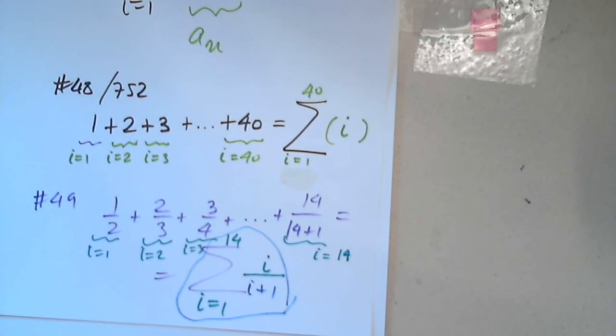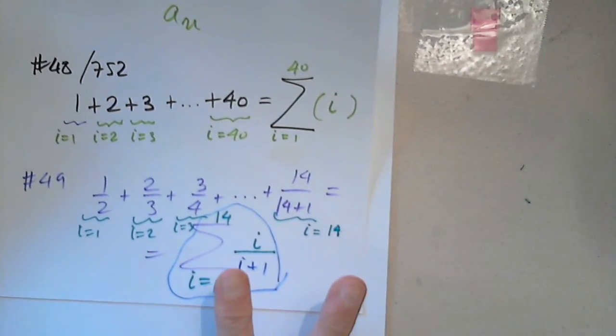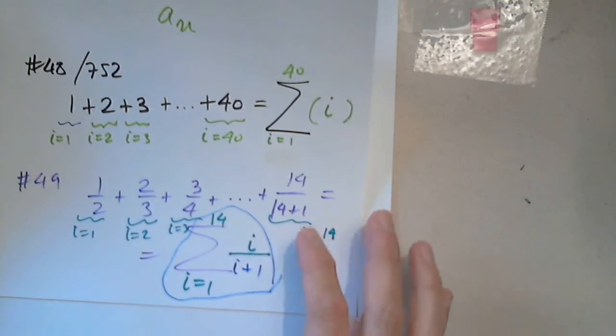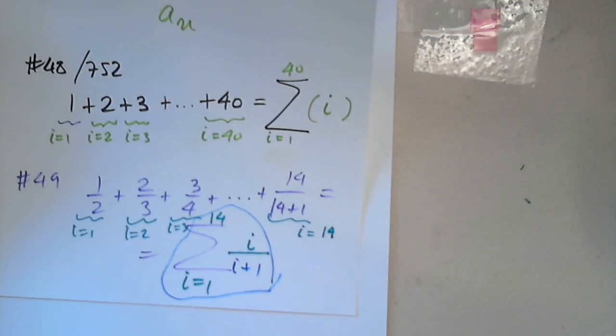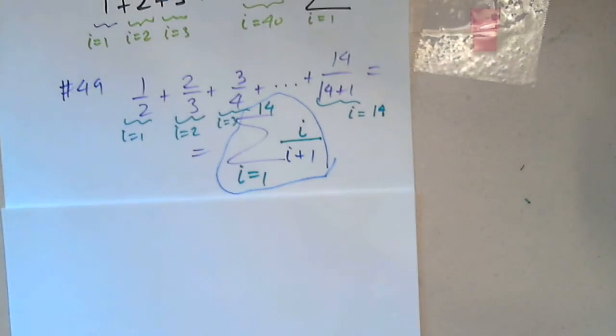Exactly. Now I can sit here and check. When i is 1, yeah, I get 1 over 2. When i is 2, yes, I get 2 over 3. When i is 3, yes, I get 3 over 4. When i is 14, I get 14 over 14 plus 1. Excellent. Okay, let's choose another.